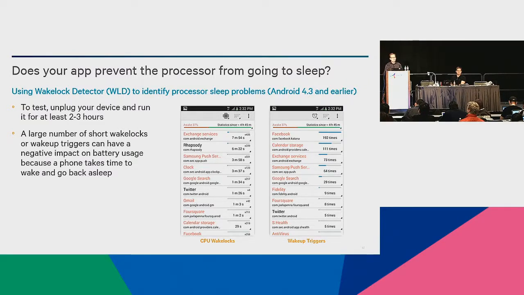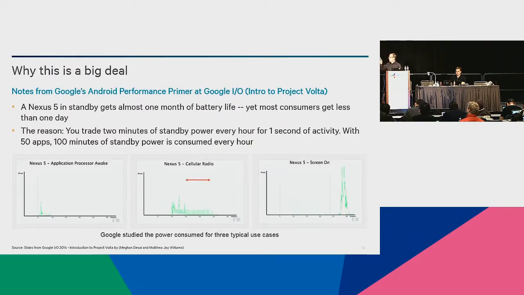So this is easy-to-use software. Obviously you'd rather not have your app on any of those lists, but it's a good way to tell. Why this is such a big deal, I don't know if any of you saw the paper that Google did at I/O this year on Introduction to Project Volta. But they looked at 3 popular use cases. 1, keeping the application processor awake. 2, the cellular radio. And 3, the screen on. You can see how much power the radio uses because of that long tail, which is the red part of the graph.